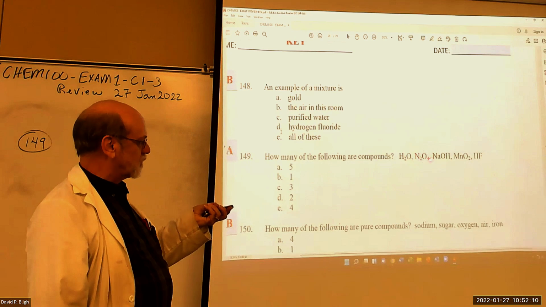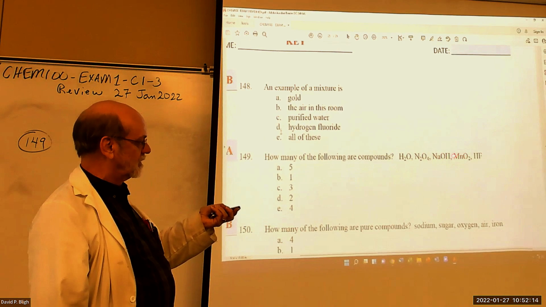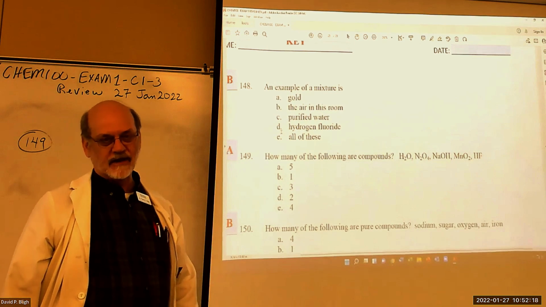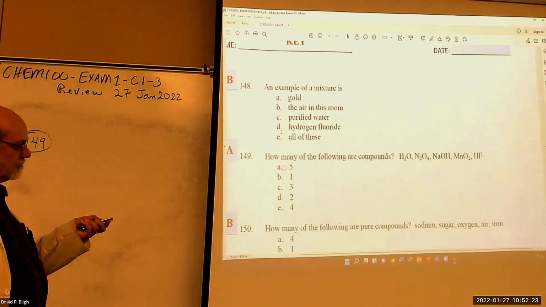Dinitrogen tetroxide is a compound. Sodium hydroxide is a compound. Manganese dioxide is a compound. And hydrogen fluoride is a compound. They're all compounds. So there are 5 of them there.